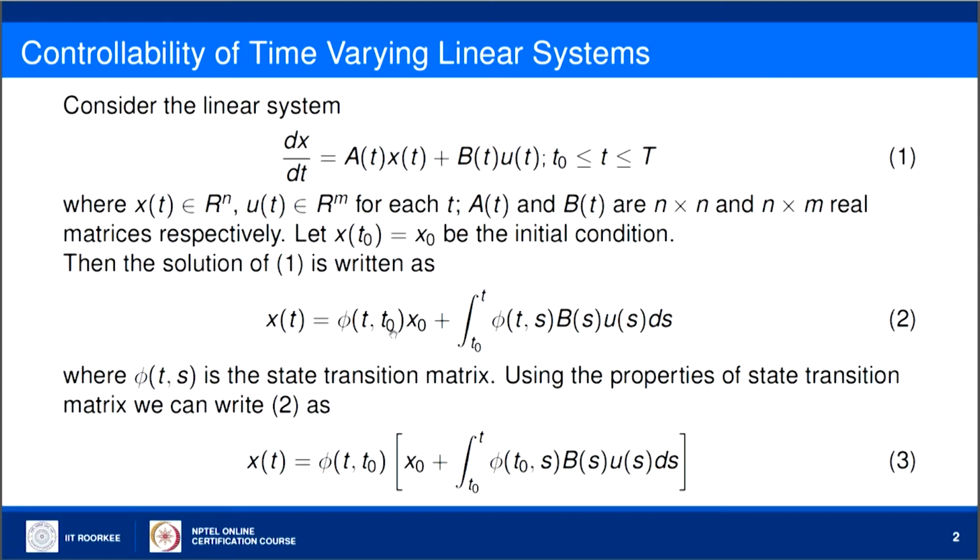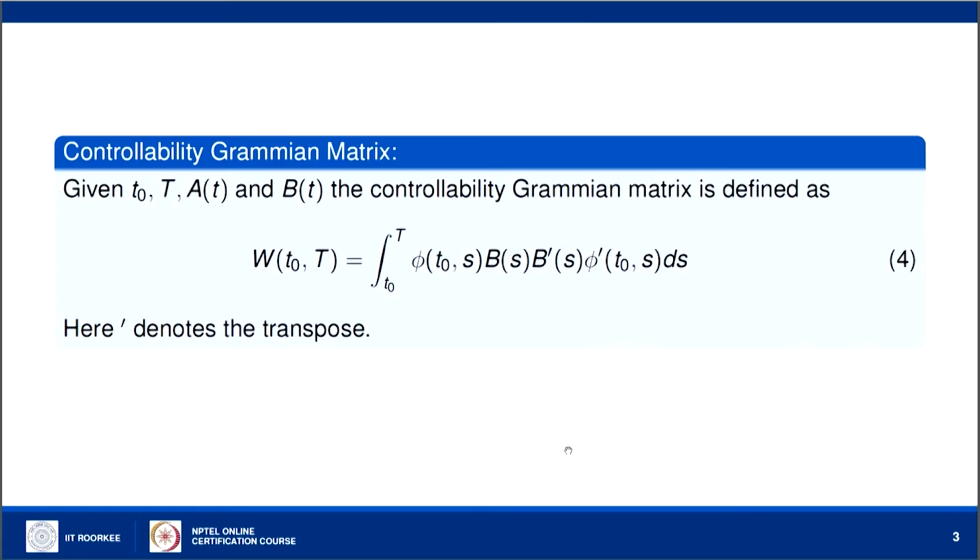Phi of t, t0 can be taken out, and then we can write it as x naught into phi t t0 into phi t0 s, which will be phi t s. So, we can write it in this particular expression. Now we will come to the result, that is, when the non-autonomous system 1 is controllable.